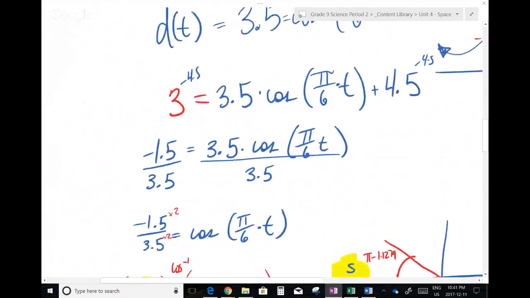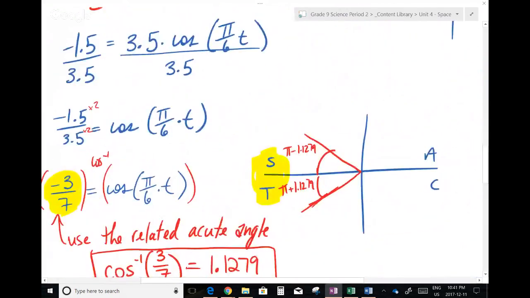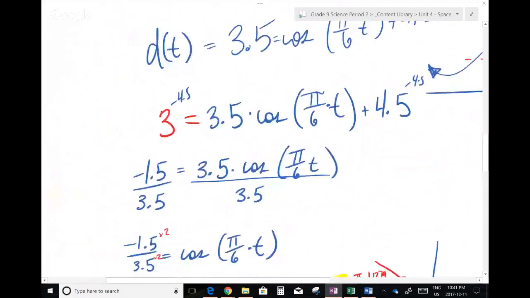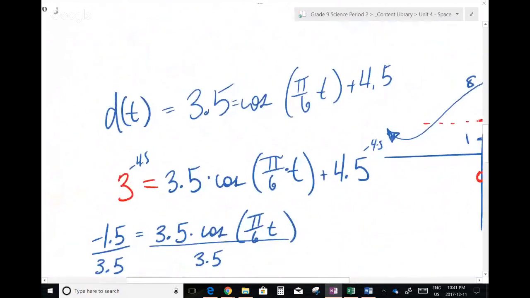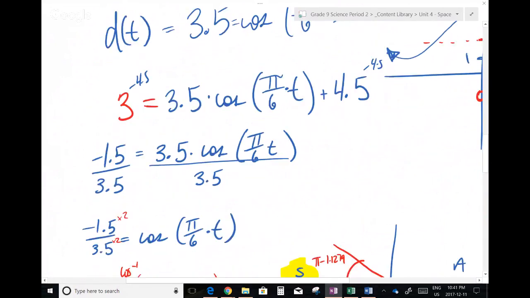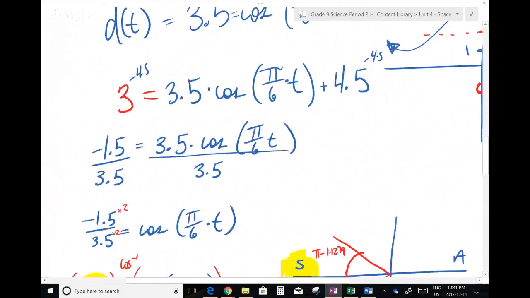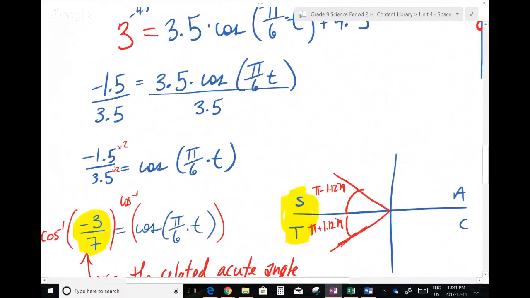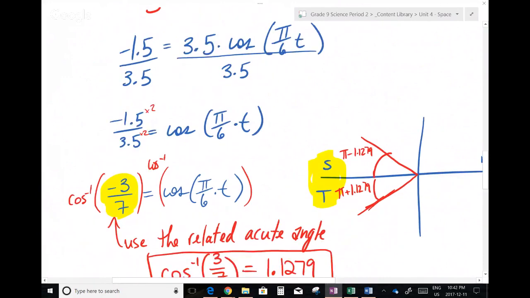That makes sense because we're going to take the cosine of a number, and when we take the cosine of a number, it's going to give us 2 solutions. So we want to get the cosine of pi over 6 times t all by itself on this side. First we subtract 4.5 from each side, which gives us negative 1.5. We divide both sides by 3.5. You could work with this fraction, but I hate decimals in a fraction. I think it's clunky and awkward. So I just double the top and bottom here, because that gives me negative 3 over 7.